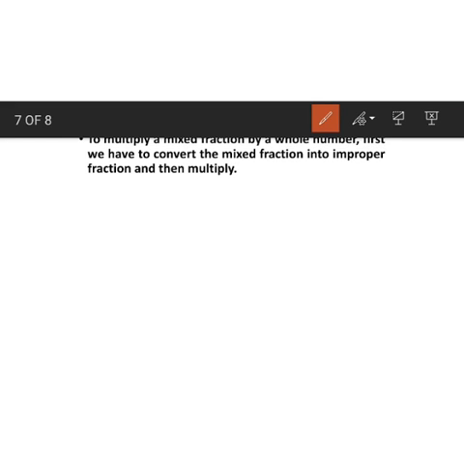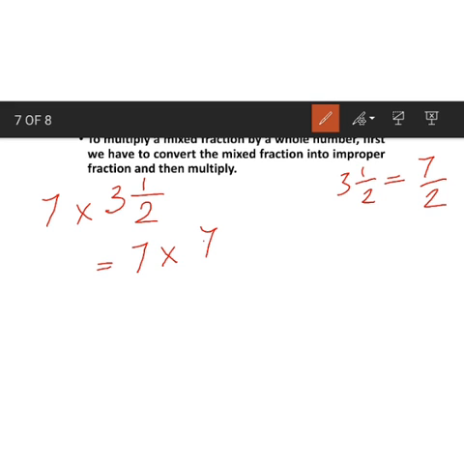Now let's do the multiplication. Consider the whole number 7, which should be multiplied by 3 1 by 2. So 3 1 by 2 we have already converted into an improper fraction, which is 7 by 2. Now what we should do is write it here. This will become 7 into 7 by 2. 3 1 by 2 will be 7 by 2.